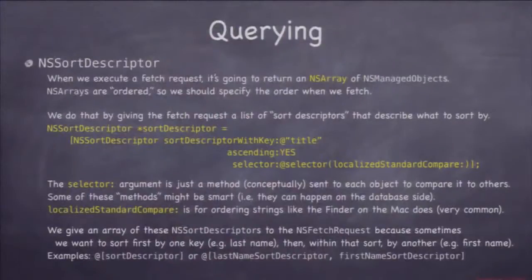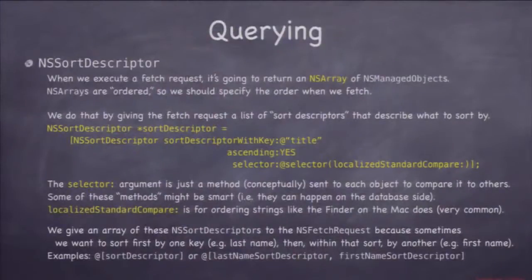Why do we give an array of these things to the fetch request? When we saw request.sortDescriptors, it was an array of these. Well, that's the old last name, first name thing. If I said, hey, I'm going to fetch some employees out of an employee database, and I want you to sort it by last name, well, of course, all the Smiths would sort to the same thing. So you want to then sort those by the first name.